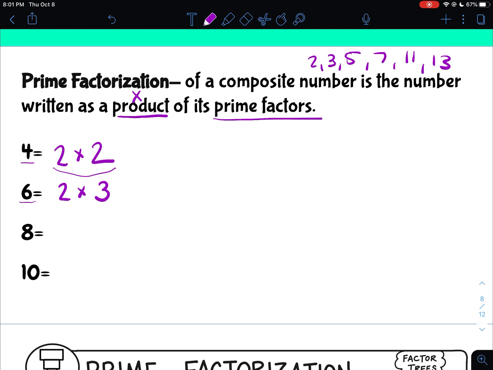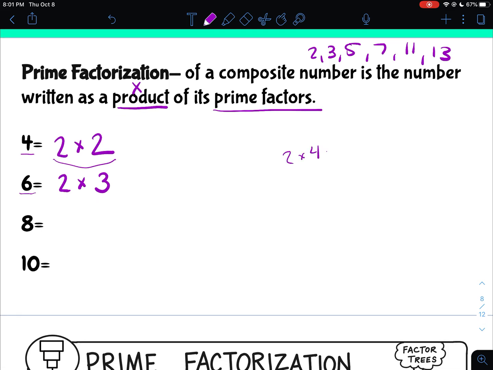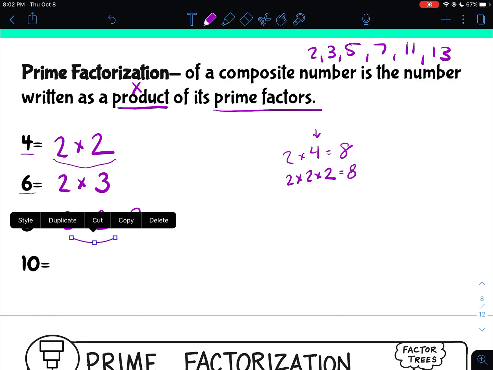So 8. So I have to get 8. A lot of kids always say, well, 2 times 4 is 8. But 4 is not prime. So you actually have to break down 4. We know that 4 is 2 times 2. So 2 times 2 times 2 actually gets us 8. So the prime factorization of 8 is 2 times 2 times 2, because 2 times 2 is 4, and 4 times 2 is 8.